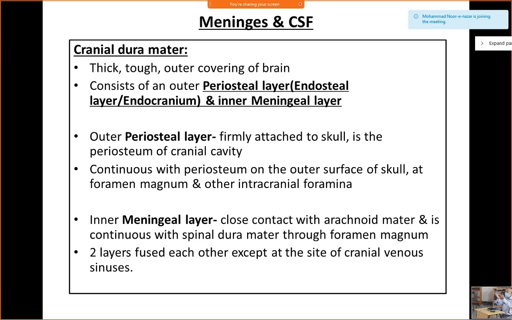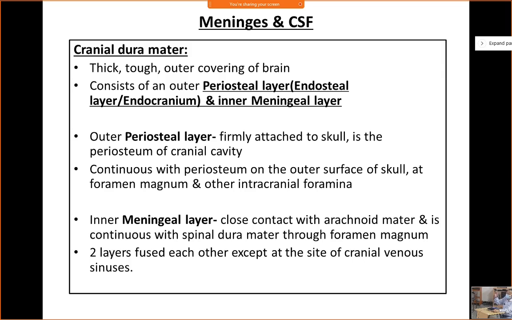So what will happen? The endosteal layer is continuous with the periosteum of the skull bone, the outer layer, at the level of the foramen magnum. Now only one layer remains, which will go down to cover the spinal cord. That is our meningeal layer only. The meningeal layer covers just outer to the arachnoid mater, and it is continuous inferiorly at the level of the foramen magnum to become the spinal dura mater. Okay, two layers fused with each other.